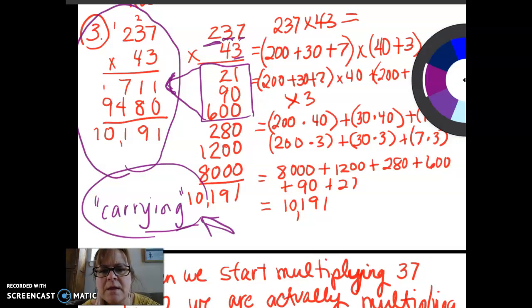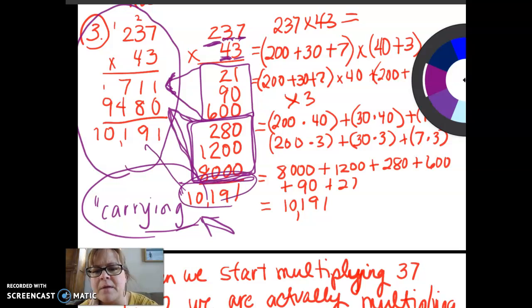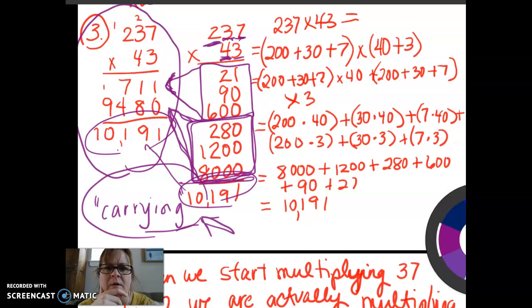And then we go here, we have 40 times 7 is 280. 40 times 30 is 1200, and 40 times 200 is 8,000. And so if we add the sum of those 3 partial products, it's going to equal the 9,480. So again, these 3 partial products are disguised within that one step of the standard algorithm. And then when we add all of those partial products together, of course, we're going to get that same final product.